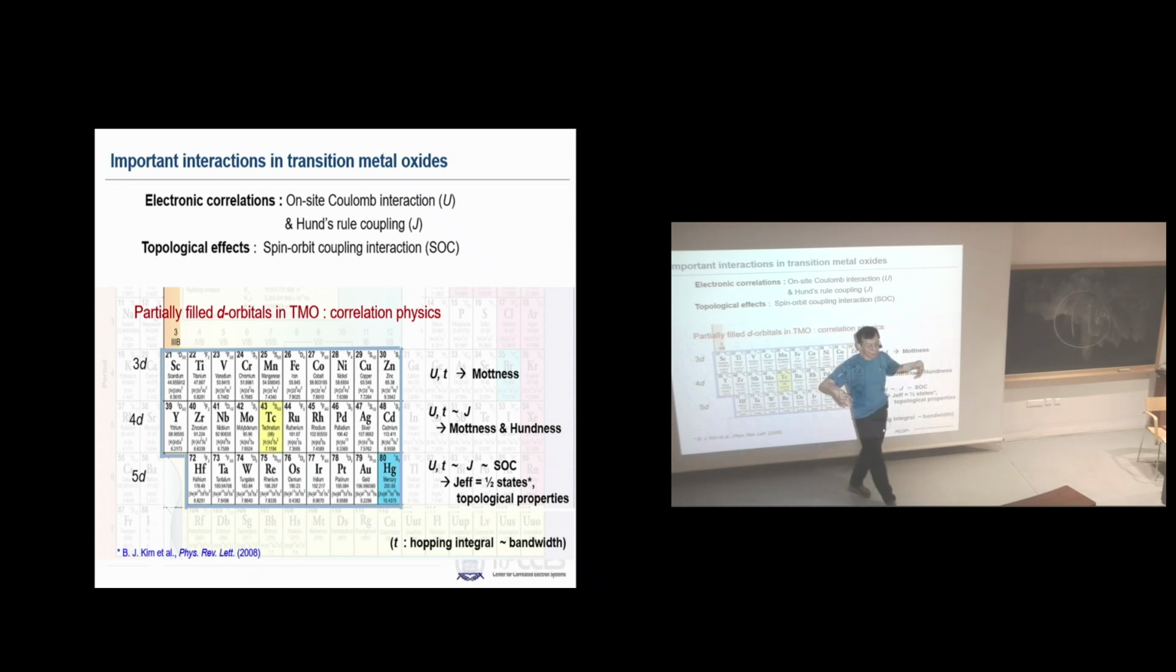So many people from the beginning talked about the effect of the on-site interaction U and the competition between U and T. T is the hopping integral, which is basically the bandwidth. The competition between those two usually determines the metal-insulator transition. And when it becomes an insulator, we call this a Mott insulator. It has a very long history.